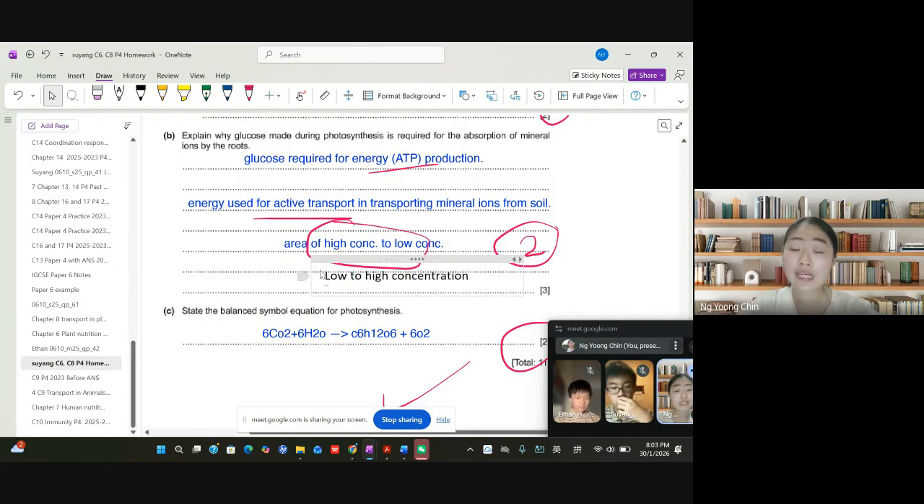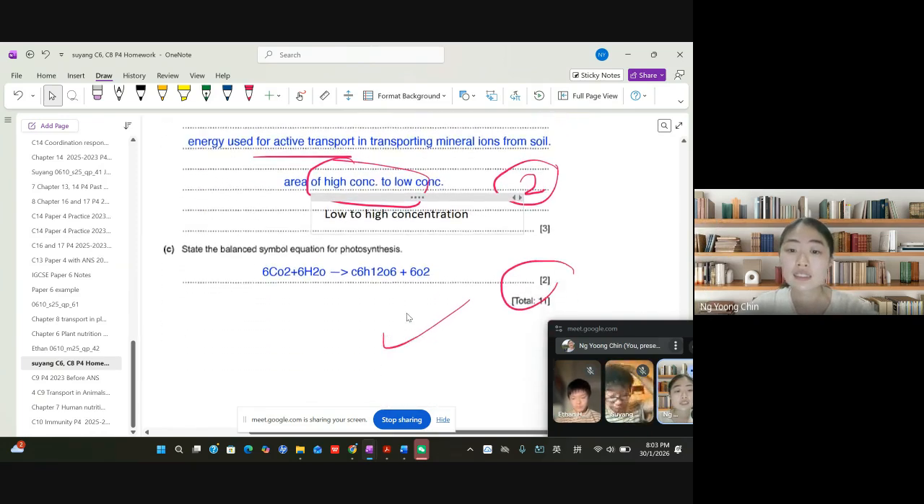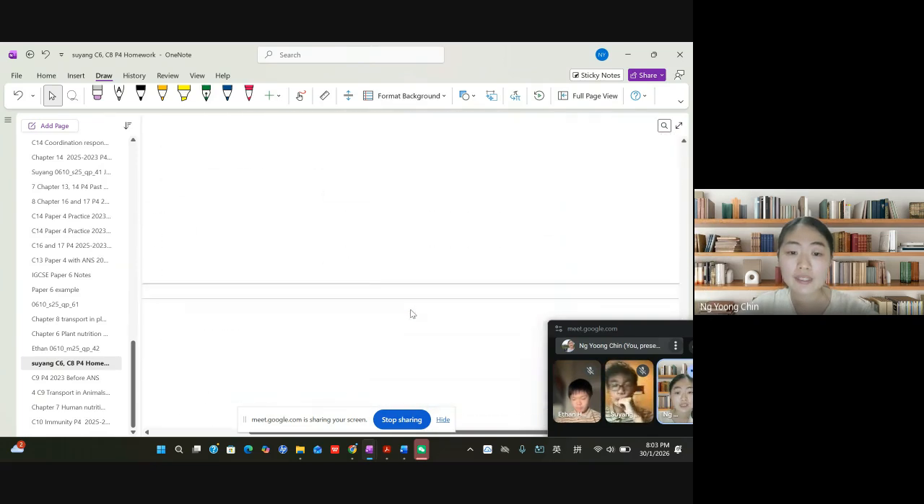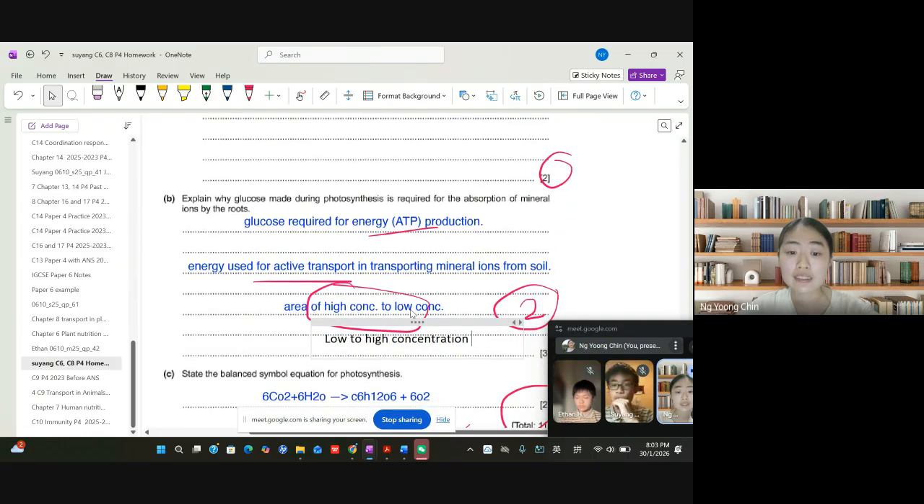Not high to low, okay? High to low only applies to diffusion and osmosis. Yeah, this is your careless mistake. Or you can say against a gradient, okay, against the gradients.